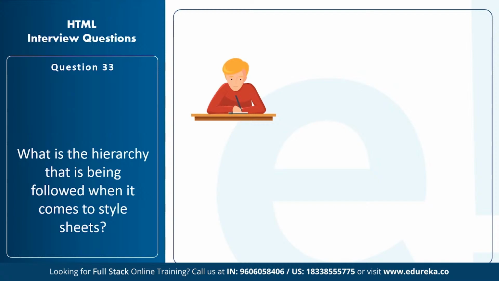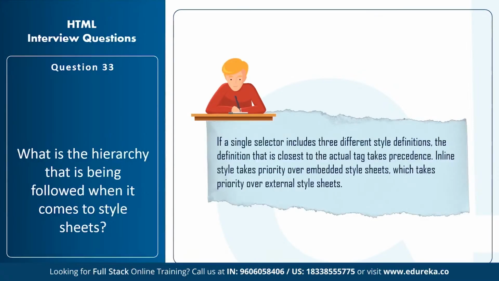Now moving on, what is the hierarchy that is followed when it comes to style sheets? If a single selector includes 3 different style definitions, the definition that is closest to the actual tag takes precedence. So inline style takes priority over the embedded style sheets, which takes priority over the external style sheets. So you can say that inline styles definitely take the priority here. And one more thing to keep in mind is that the definition that is closest to the actual tag will take precedence any day.